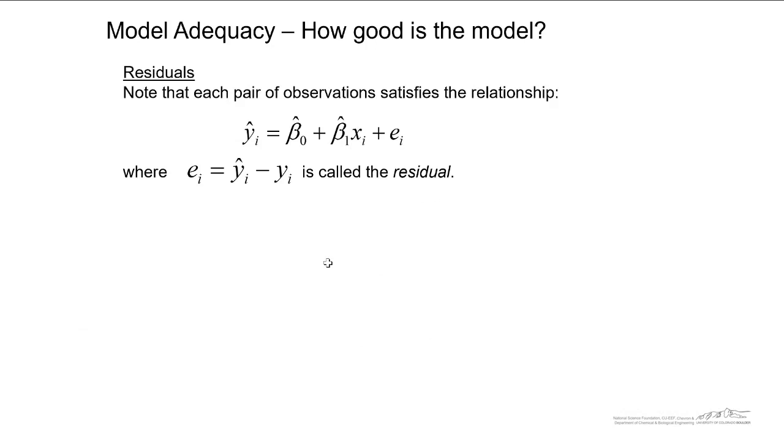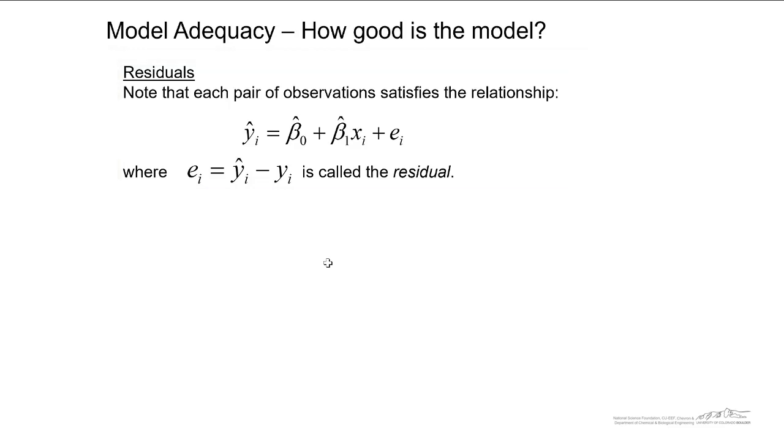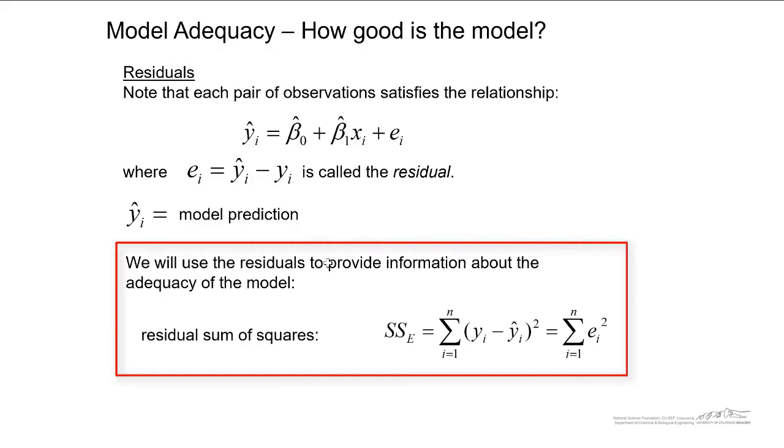How good is the model? Each pair of observations satisfies the relationship here. We have a difference between the observation and the prediction. The prediction is y hat, and this is known as the residual. Each experimental data point is going to have a residual. We will use the residuals to provide information about the adequacy of the model.